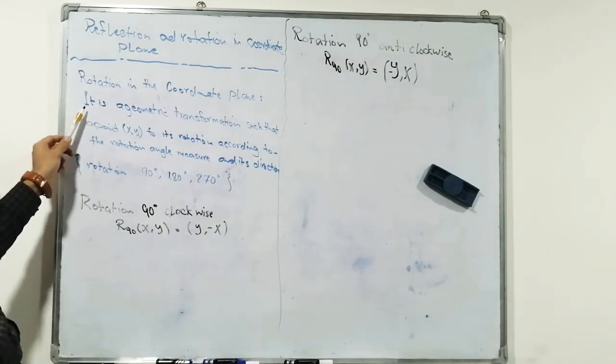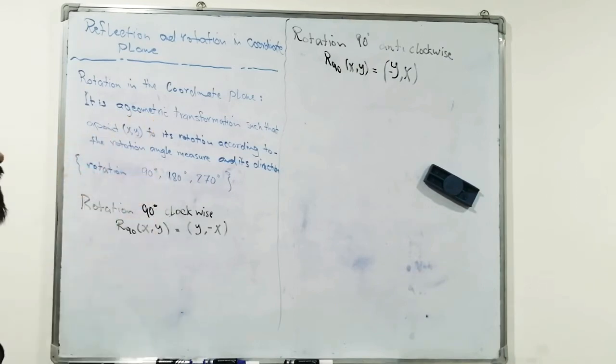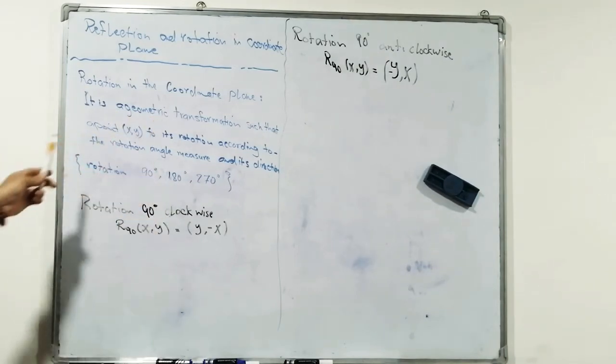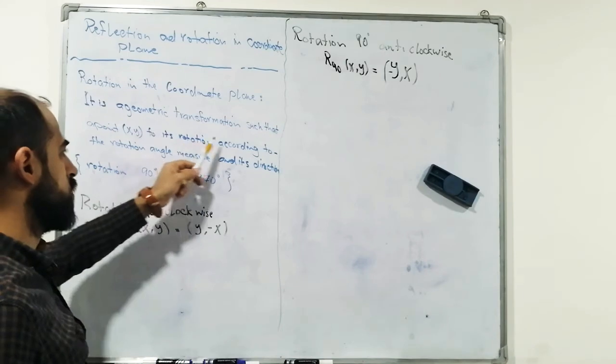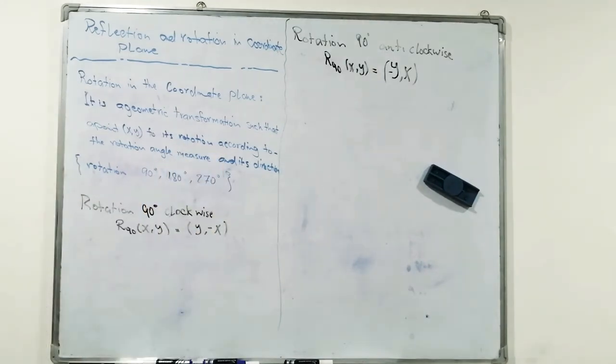Its definition, it is a geometric transformation such that a point xy to its rotation according to the rotation angle measure and its direction.